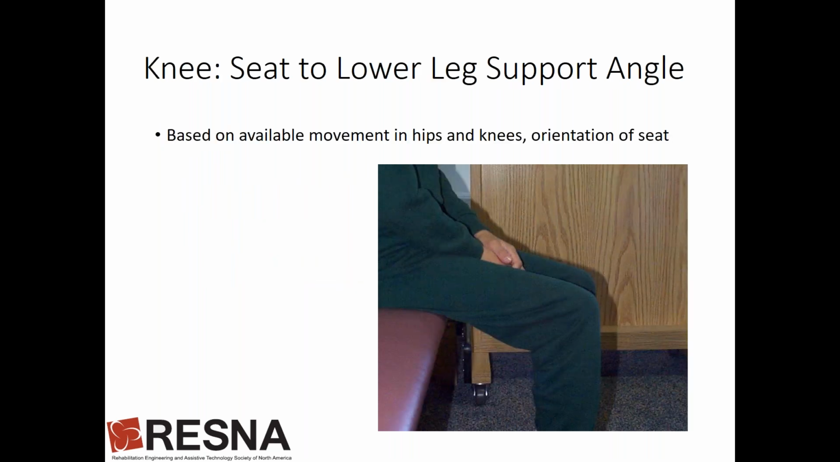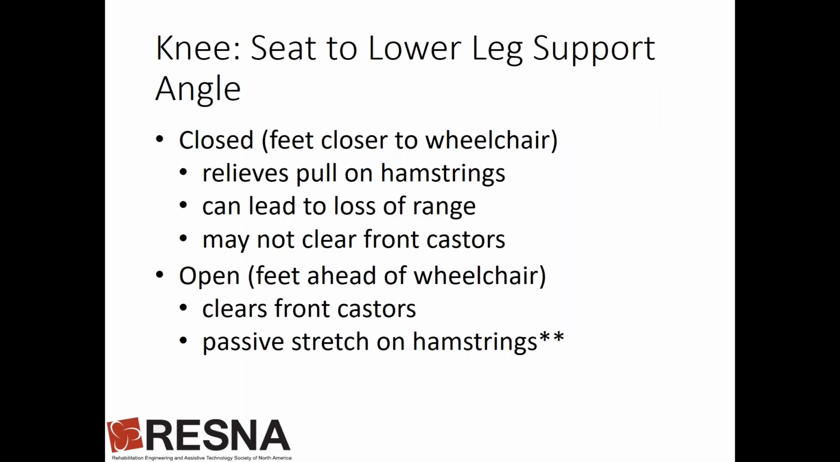The knee leg support, these are just some duplicate slides. Depending on your movement, the hip, knees, and your orientation of the support surface. For your knees, you're thinking of seat to lower extremity. If you have a closed angle, so your feet are closer to the chair, that's where you're relieving the pull on the hamstrings, but you can continue to lose range of motion. And as I said, you have to be aware of the casters. If somebody has extension, which I didn't have any pictures of, then that's where you may want to use elevating leg rests just to get them out to that position because they may not be able to come in.